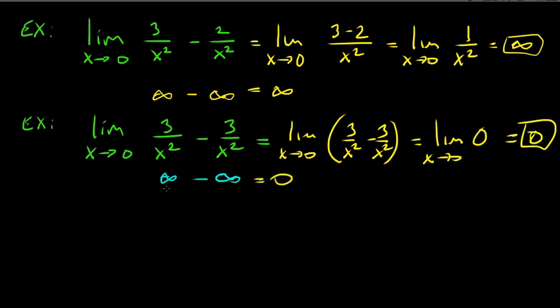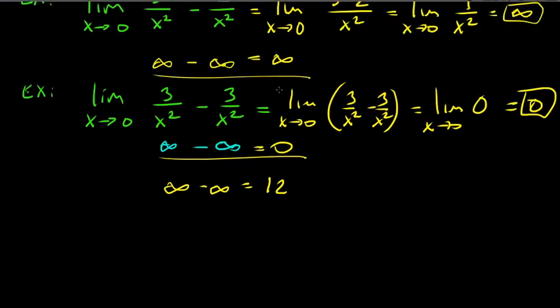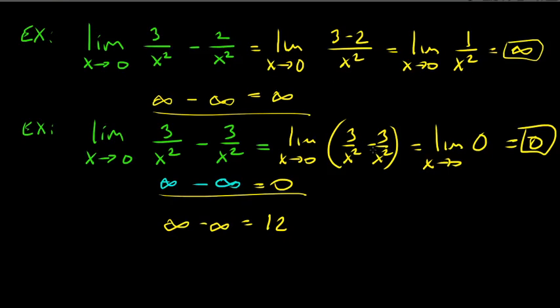So infinity minus infinity could be 0, could be infinity. And if you're clever, you can get it to be any number you want. So you can have infinity minus infinity equals 12. But in any event, we don't need to get any further into that.